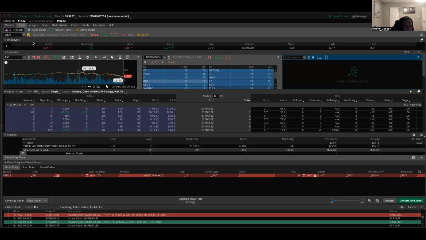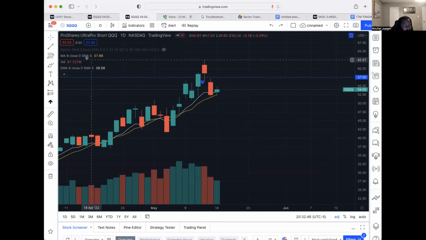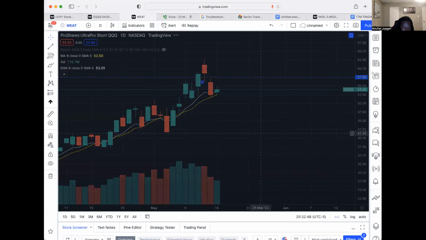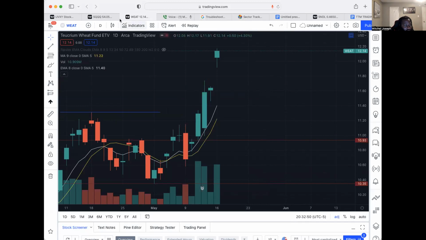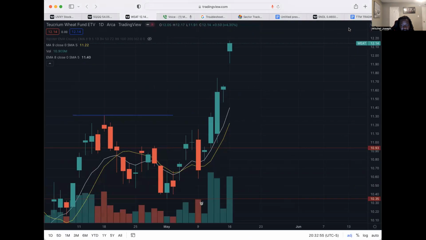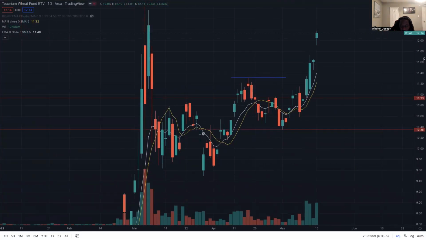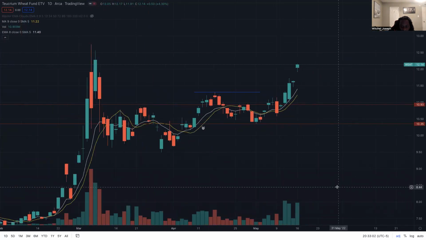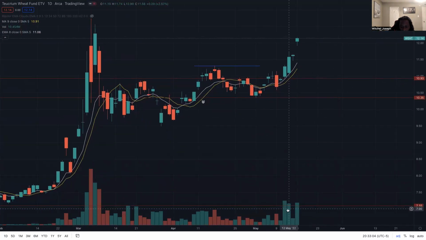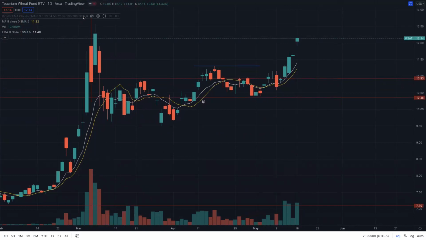But yeah, I like wheat. I really, really like wheat in the commodities right now. So let's look at wheat. Look at wheat today, guys. It definitely broke out today. The futures are looking up like how they were before. And as you can see, wheat has been in this consolidation for so long that it's finally gaining some volume and actually breaking out. So that's wheat.